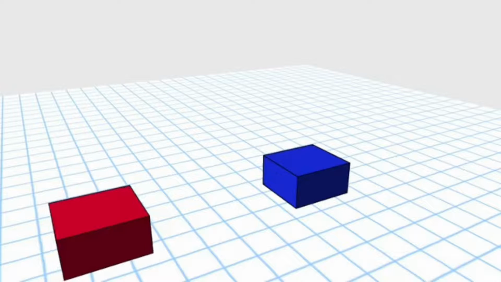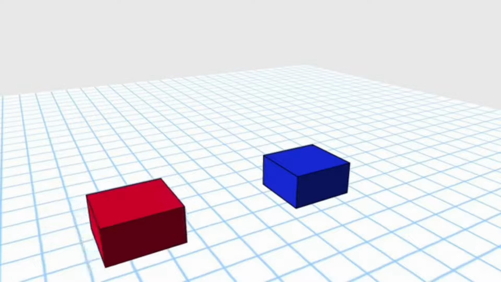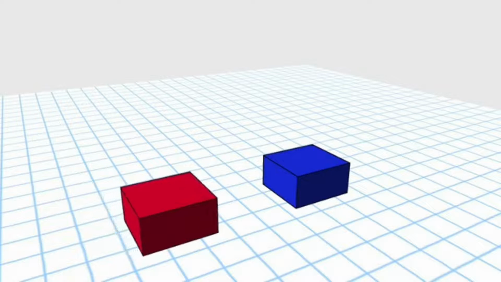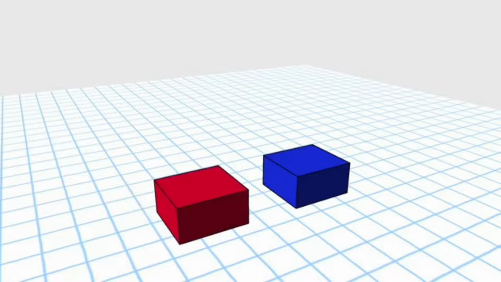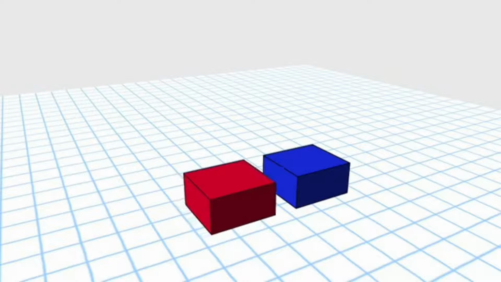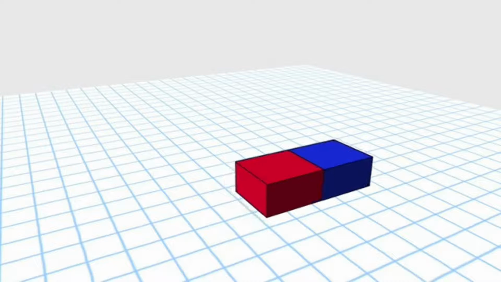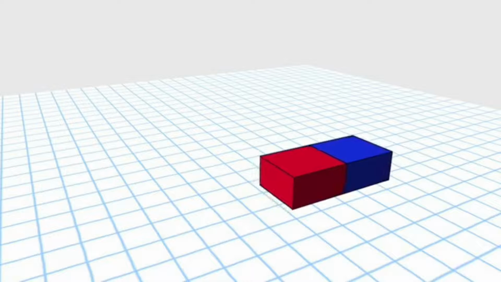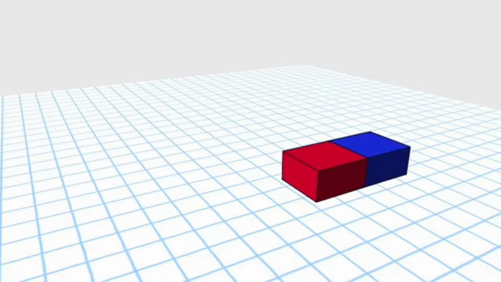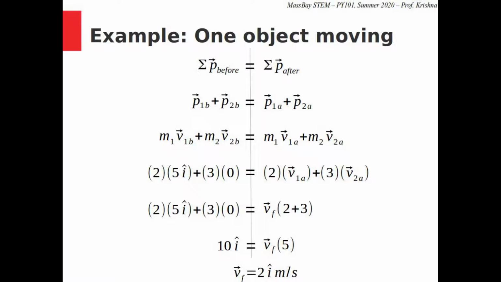Here, we have a 2 kilogram red block moving at 5 meters per second and a 3 kilogram blue block standing still. We see them collide and stick, and then they move off together. This type of collision, in which the objects stick together, is called an inelastic collision. We will define inelastic collisions more strictly later on. For now, we will analyze this collision.